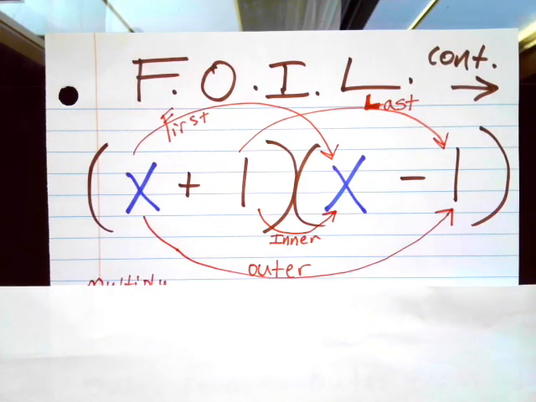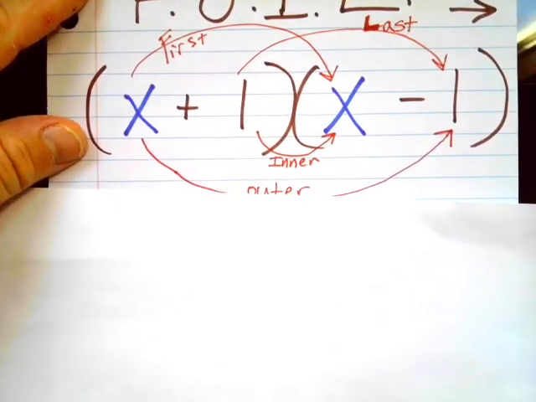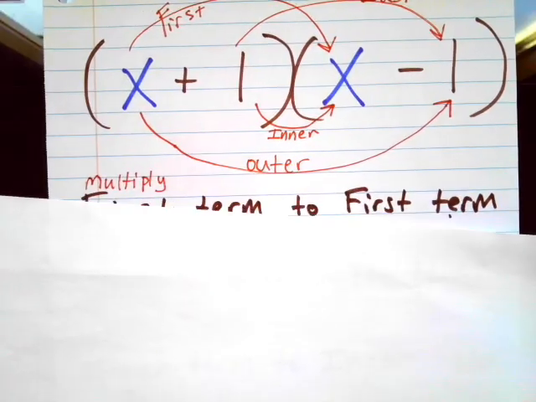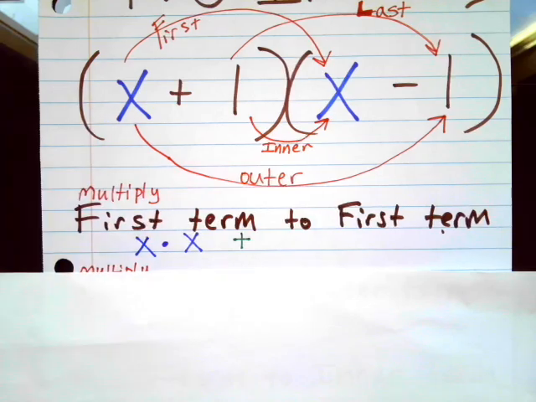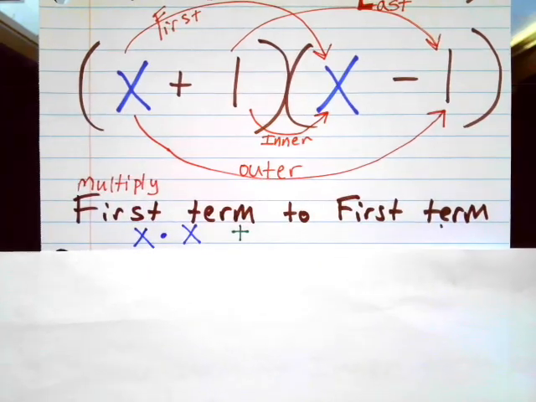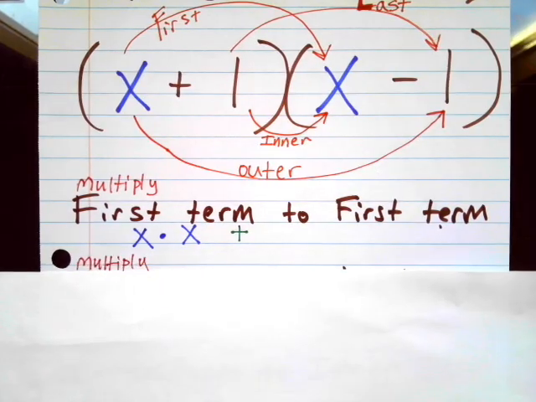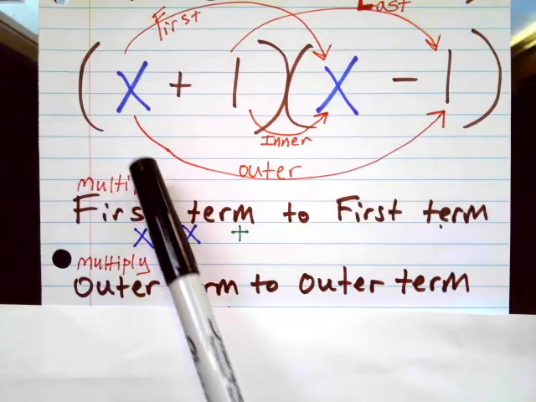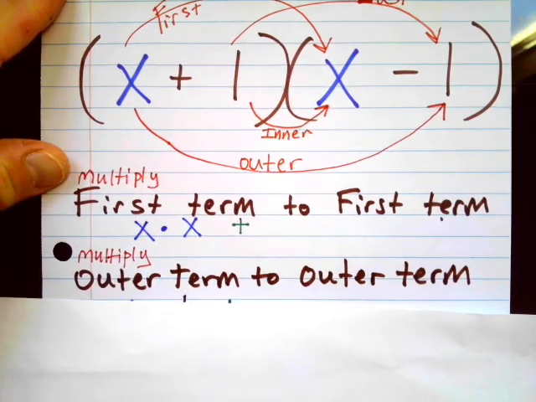Okay? And so let's do this one at a time, step by step. Let's FOIL these two terms. Again, first you're going to multiply first term to first term, right? And that's x times x. Then you're going to multiply the outer terms. That's x times that negative 1.